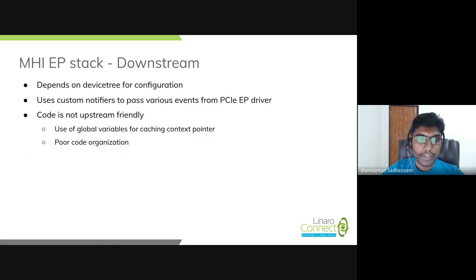Also, the MHI endpoint stack in downstream depends on device tree for the configuration. It also uses custom notifiers between the PCI endpoint driver and the MHI endpoint stack to pass various events such as link up and busmaster enable. But overall, I found that the code is not very upstream friendly because it uses global variables for caching the context pointer, and overall the code organization is somewhat poor according to the upstream standard.